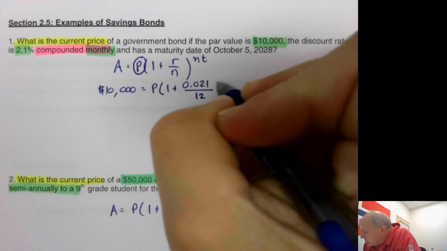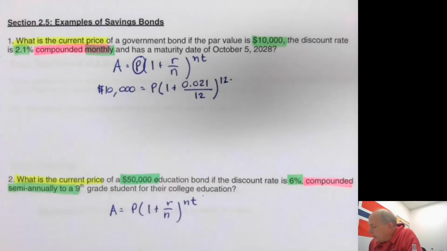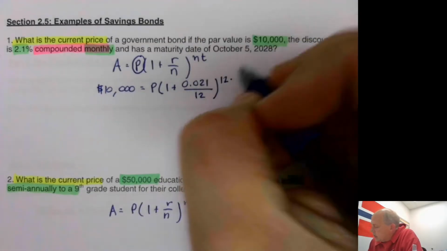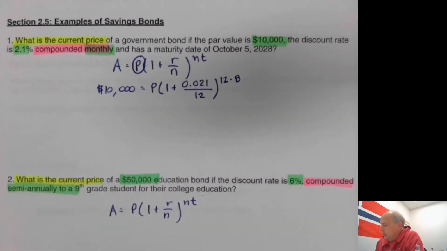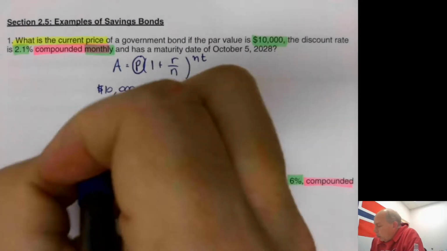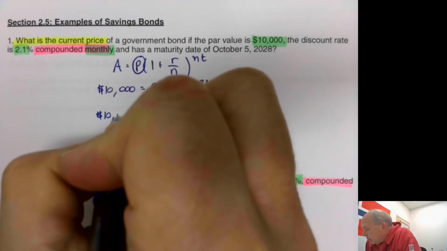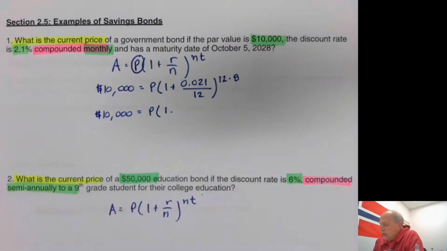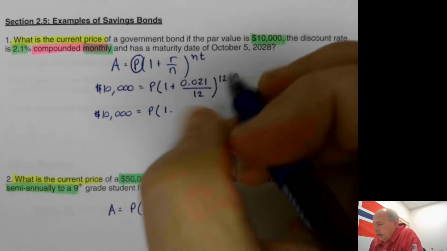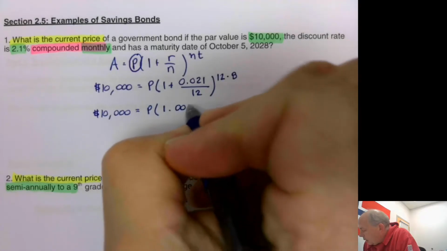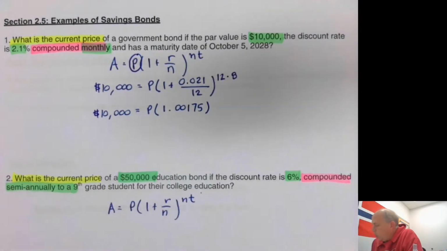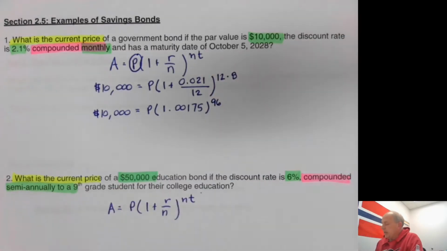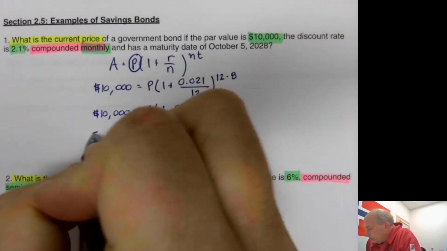The bond is going to be compounded monthly, and we need to hold on to this bond to the year 2028, which is 8 years from now. So what we have is a problem to solve for P. 0.021 divided by 12 added to 1 is 1.00175. I am going to raise that to the 96th power.